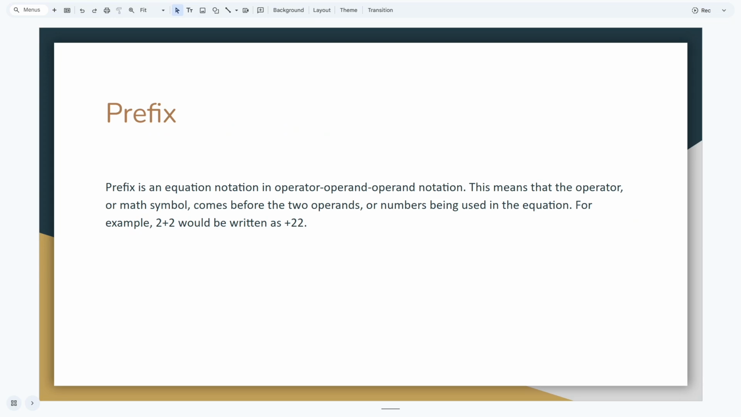So first of all, prefix is an operator-operand-operand notation. This means that the operator, or math symbol, comes before the two operands, or numbers. For example, 2 plus 2 would be written as plus 2, 2. So you can see the math symbol operator is before the two numbers, which are 2 and 2.